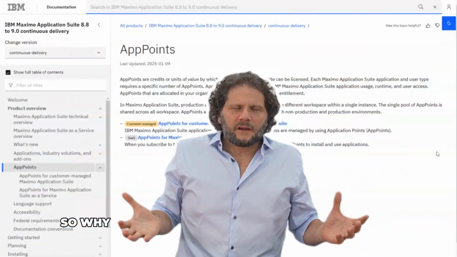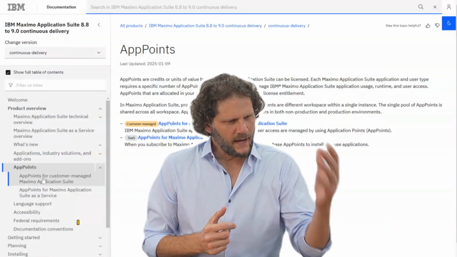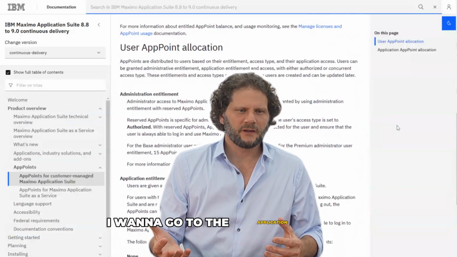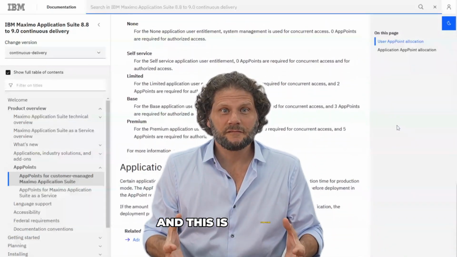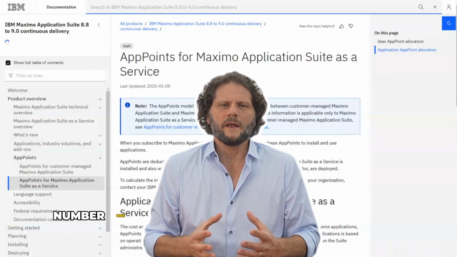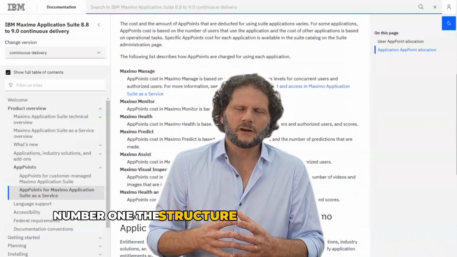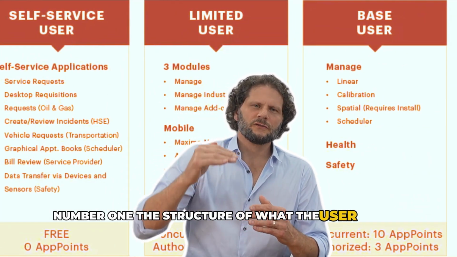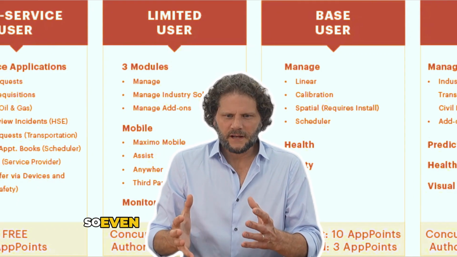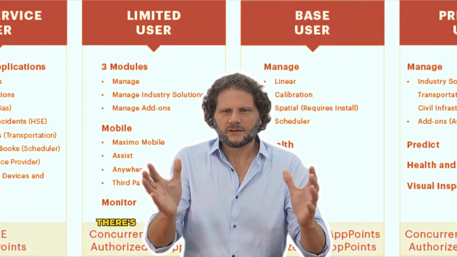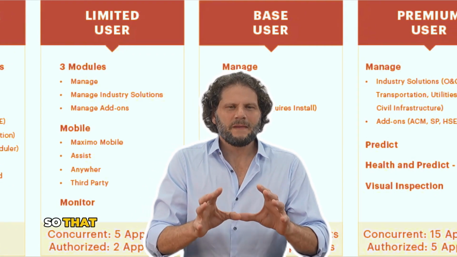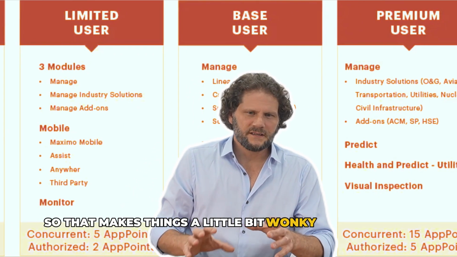Why is this app point conversion so confusing? I know what I had for my users in Maximo 7.6. I want to go to the application suite, and this is confusing. So the reason it's confusing, for a couple reasons. Number one, the structure of what the user levels are and what's included has changed. So even if they were still in the user model, there's a shift of what you get at each user level. So that makes things a little bit wonky and different.